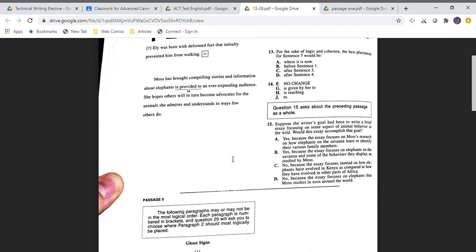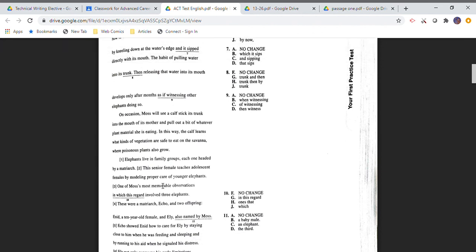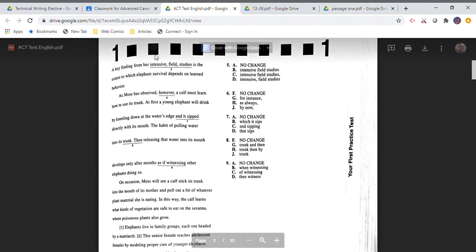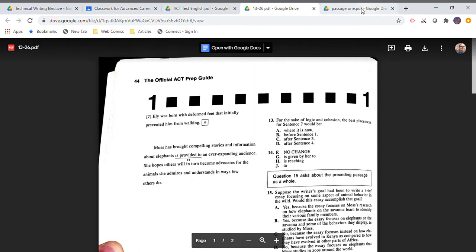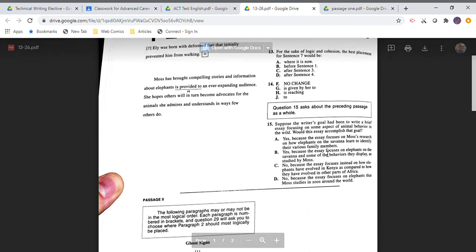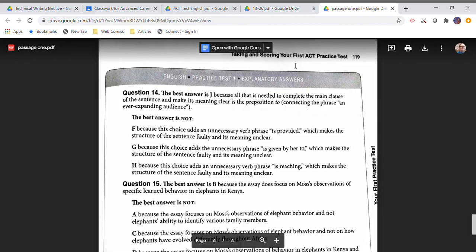"No, because the essay focuses instead on how elephants have evolved in Kenya as compared to how they have evolved in other parts of Africa." No, that evolution wasn't mentioned at all. D, "No, because the essay focuses on elephants that Moss studies in zoos around the world." No, she was talking about wild elephants, right? Field studies. That means out in the savannah. Yes, because the essay focuses on elephants in the savannah and some of the behaviors they display. B. 15, B.